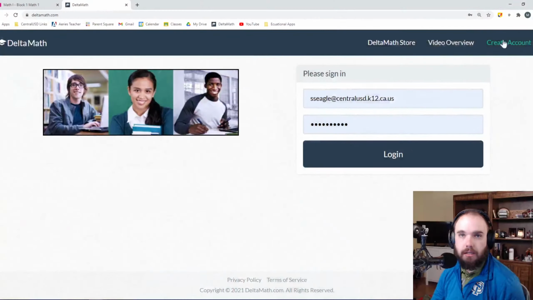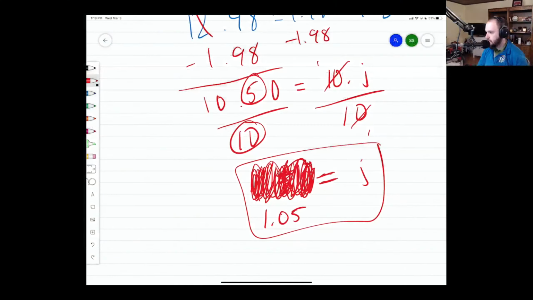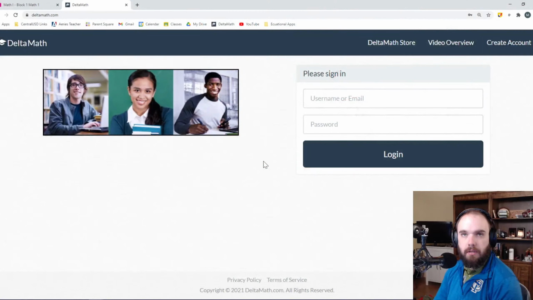So like I said, the first thing we want to do is go over how to get logged into Delta Math. The first thing we're going to do is go to deltamath.com. You're going to see a website that looks something like this. Let me go ahead and delete my password. It's going to look something like this, deltamath.com.